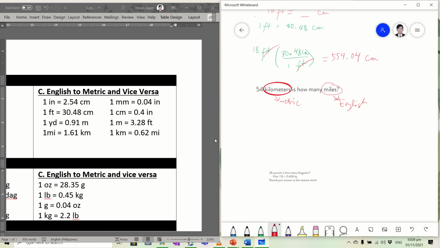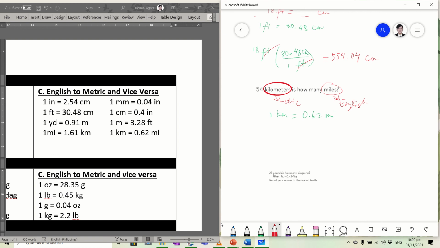Among the three, A, B, and C, we go to C because it's English to metric and vice versa. So we look for our conversion factor that relates kilometers and miles. We have two options here. 1 mile is equal to 1.61 kilometers, or 1 kilometer is equal to 0.62 mile. It's up to you what to do, but on my end, I will be using 1 kilometer is equal to 0.62 miles.